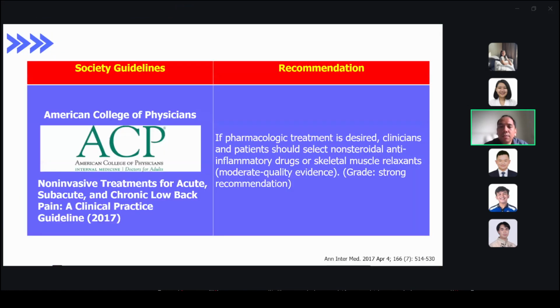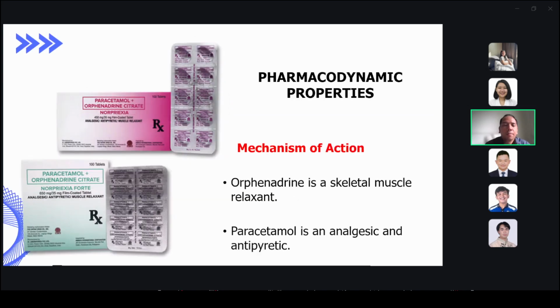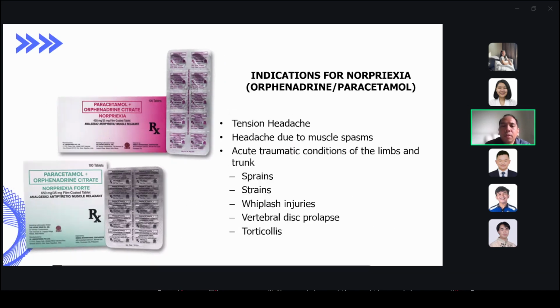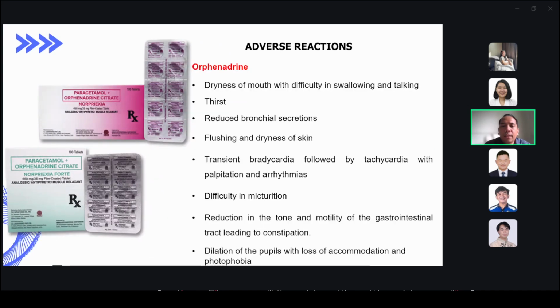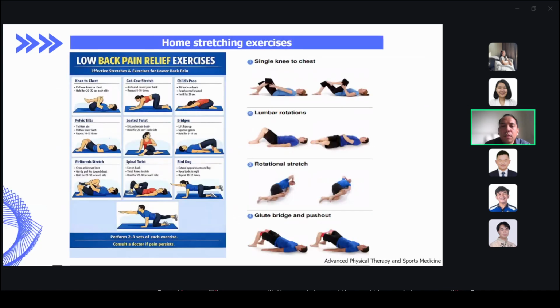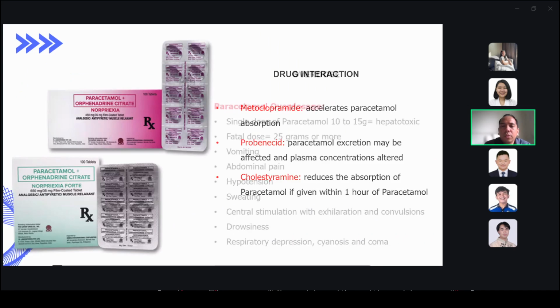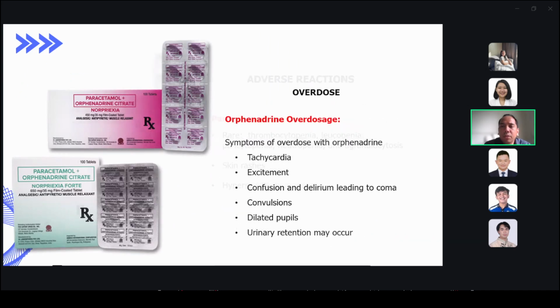So dito, ito lang advanced lang. So although we will not be discussing naman yung gamot mismo, no?